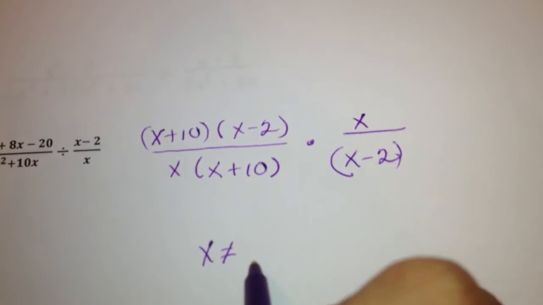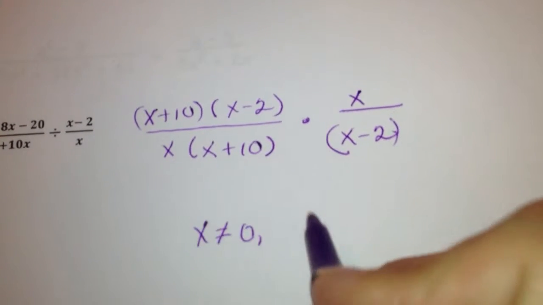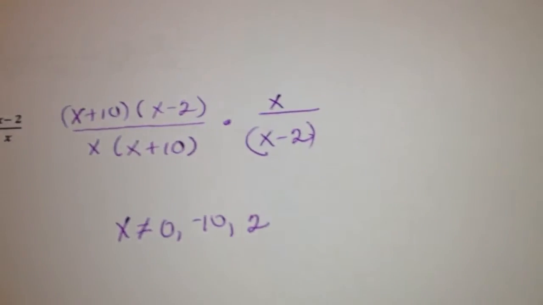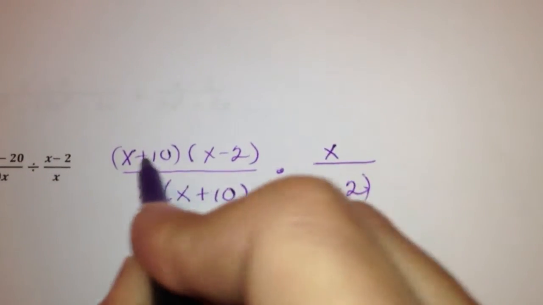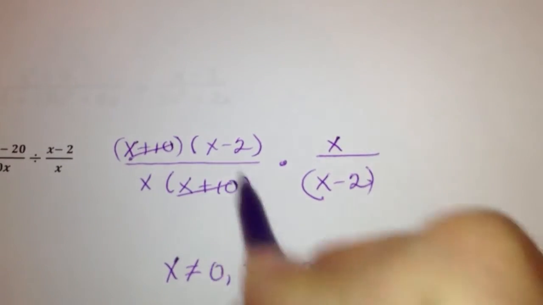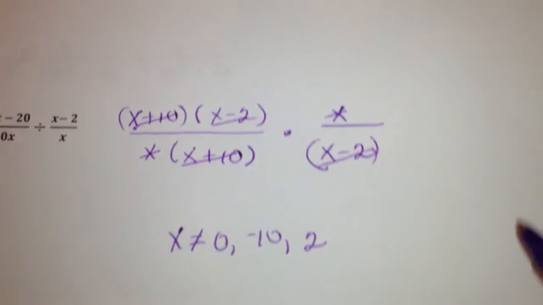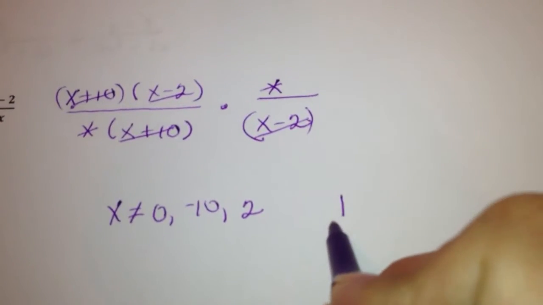Go ahead and state your domain restrictions. Right here, we know x cannot be 0. Here, x cannot be negative 10. And here, x cannot be 2. Now cancel out anything. Anything that's divided by itself is always 1. And that leaves us with nothing left, so we know our answer is just going to be 1.